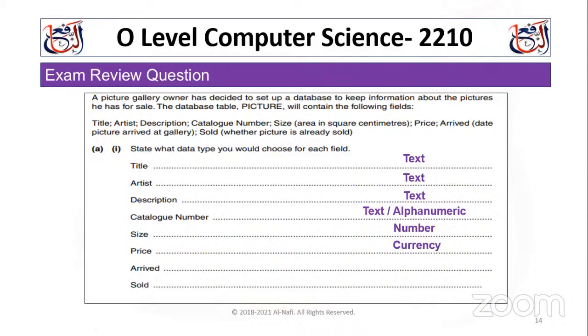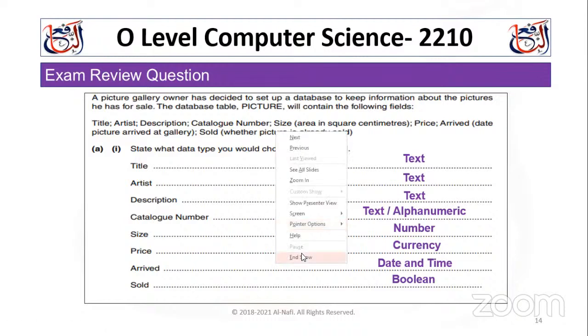Arrived date is date and time. And sold: whether the picture is already sold or unsold. What status is it? Sold and unsold. This is Boolean because we have only two possible values. Is this clear? Yes. Sold and unsold. Now let's move to the next.